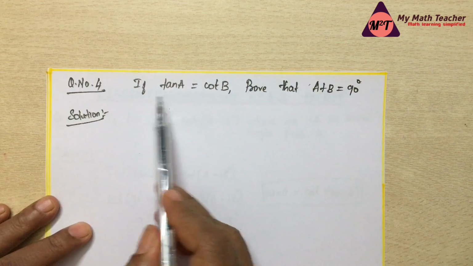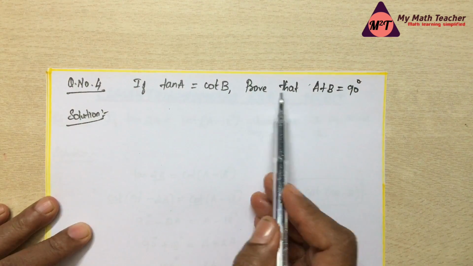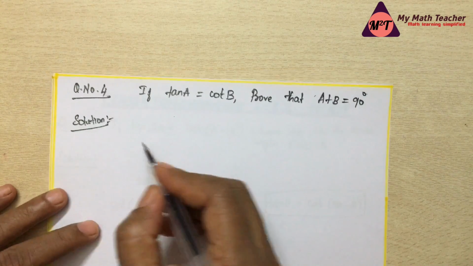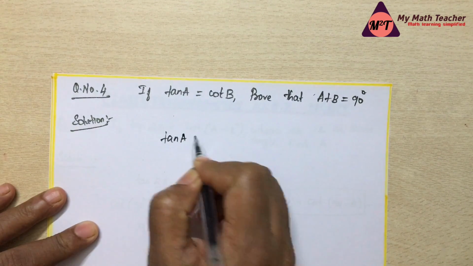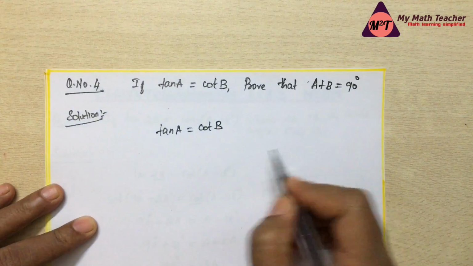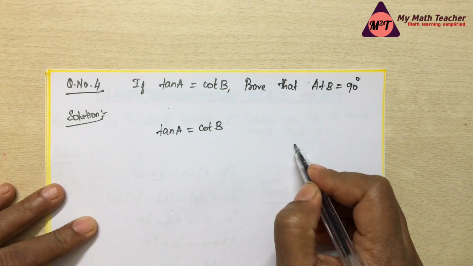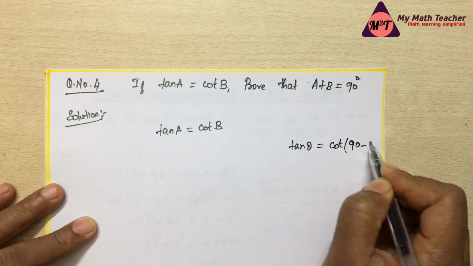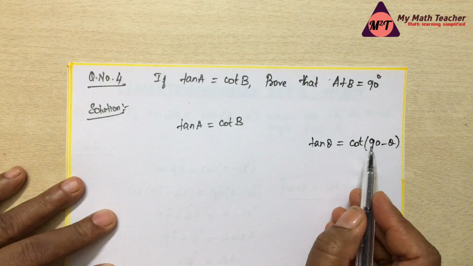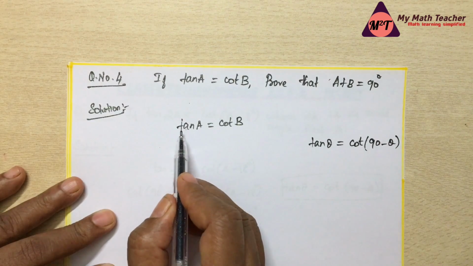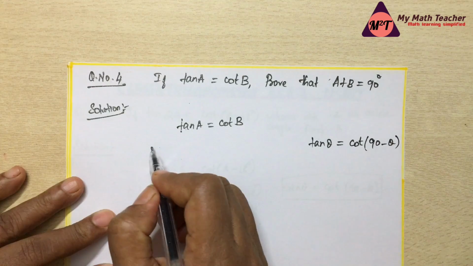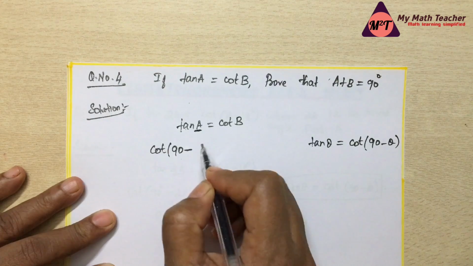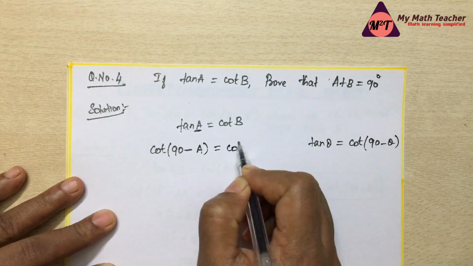Question number 4. If tan a is equal to cot b, prove that a plus b is equal to 90 degrees. It is same like the previous one. Given is tan a is equal to cot b. As we know, tan and cot are complement to each other, where tan theta is equal to cot 90 degrees minus theta. Now the same complementary angle formula we are going to apply here. So instead of tan, it can be written as cot 90 degrees minus this angle given here is a, which is equal to cot b.